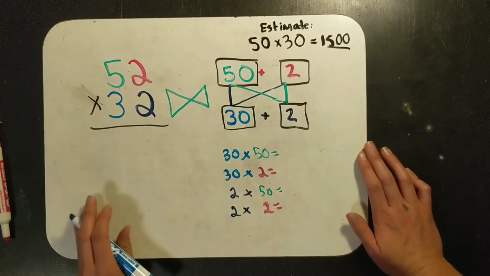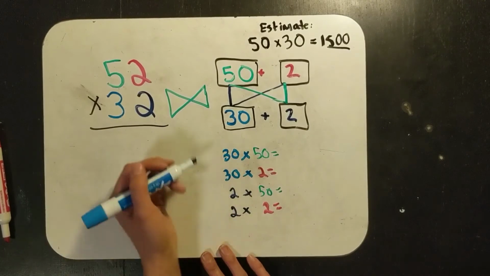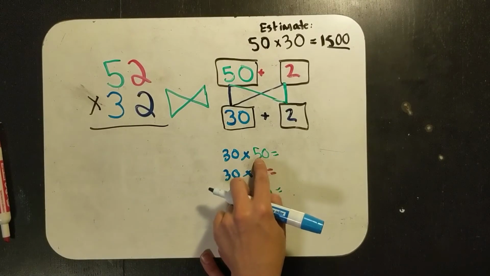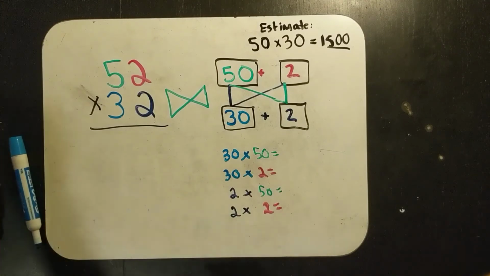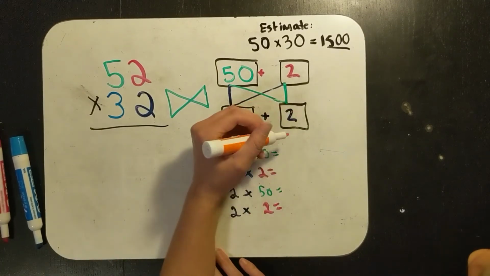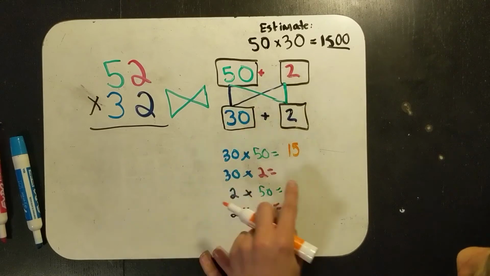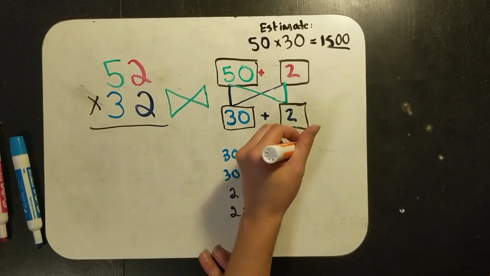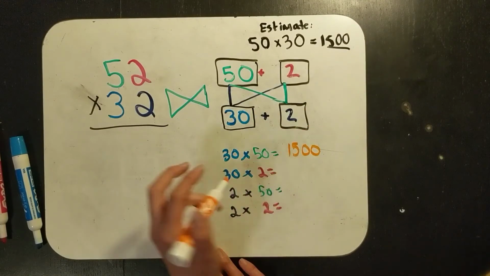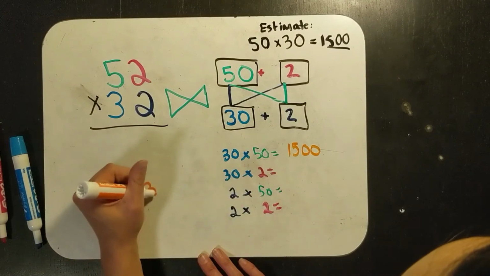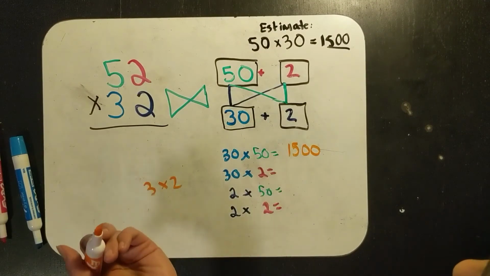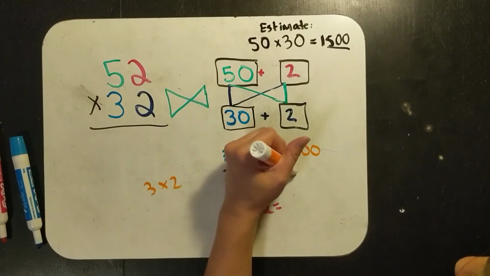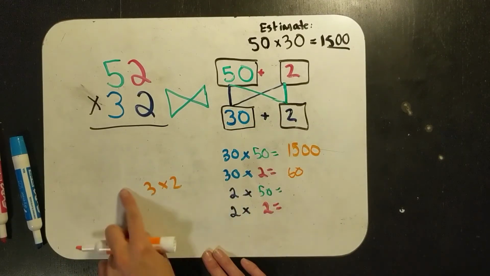So 30 times 50 is a lot easier than it looks because you're just going to do 3 times 5 and then put your zeros. So 3 times 5 is 15. And then there were 2 zeros. 30 times 2, that's the same as 3 times 2. And then just put that 0 back in. So 3 times 2 is 6. So you get 60.